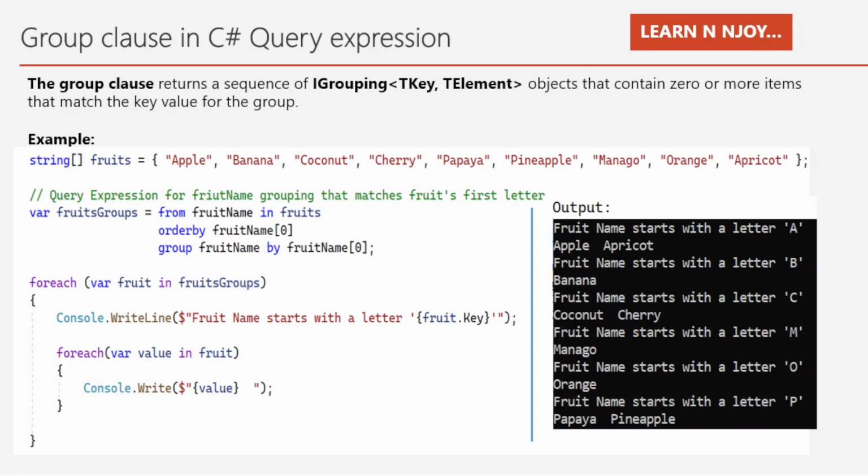Group clause in C# query expression. The group clause returns a sequence of IGrouping<TKey, TElement> objects that contains zero or more items that match the key value for the group. Okay, let's understand it with the help of an example.